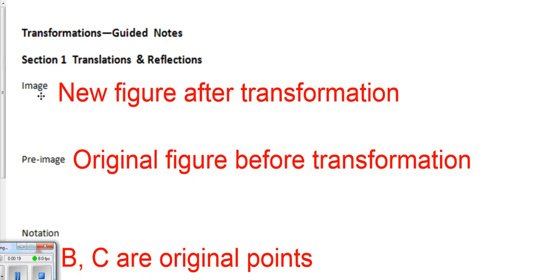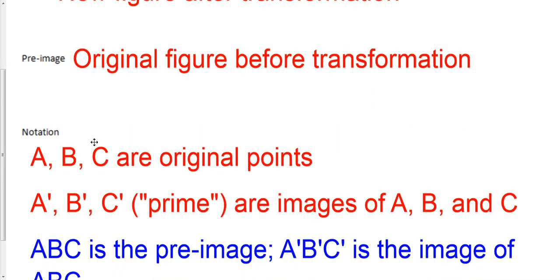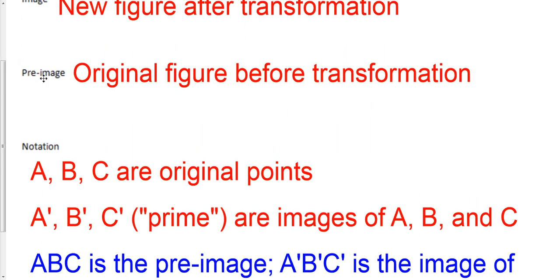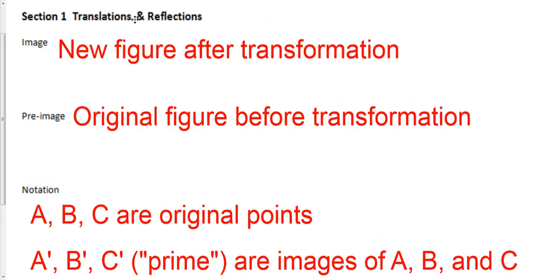Very first thing here, we've got image. Now the image is the new figure after a transformation. So if we had like a triangle, and all of a sudden we made a new triangle, the new triangle is called the image. The pre-image then is the original figure before that transformation happened. So the pre-image will wait for either a translation or a reflection to happen, and then the new figure that we see is called its image.